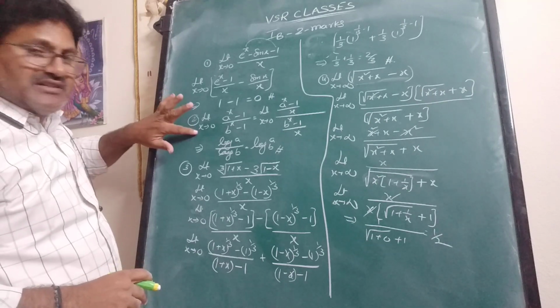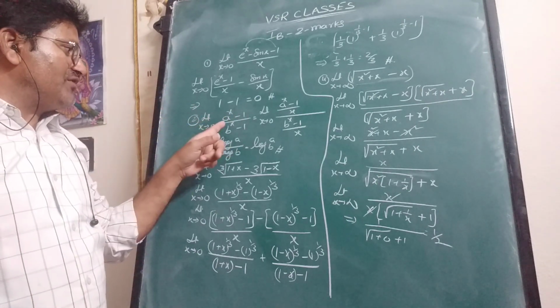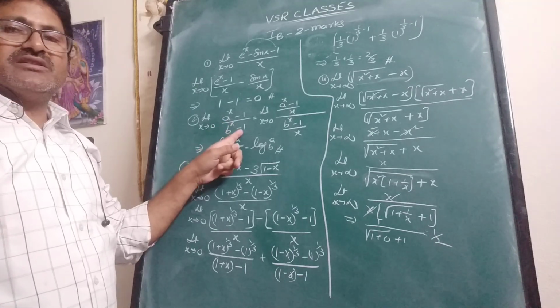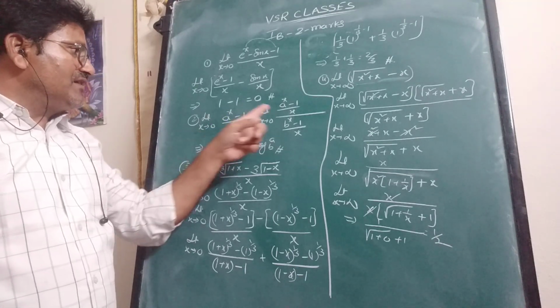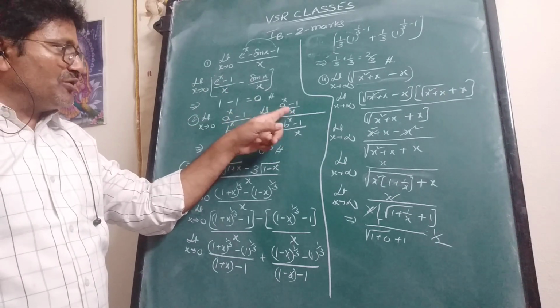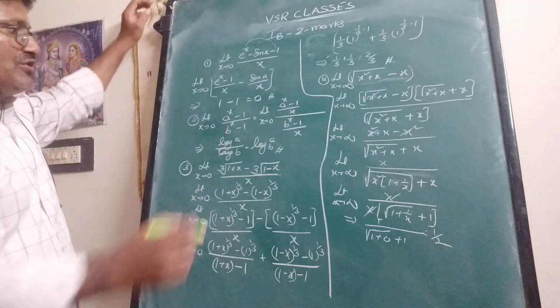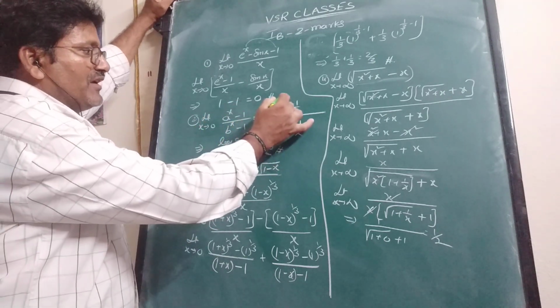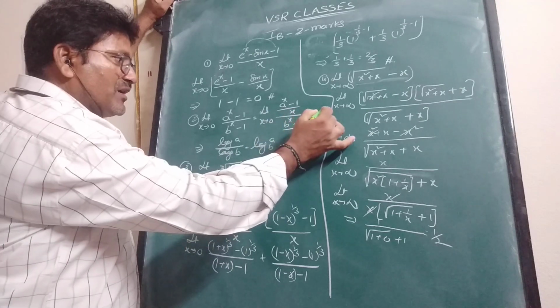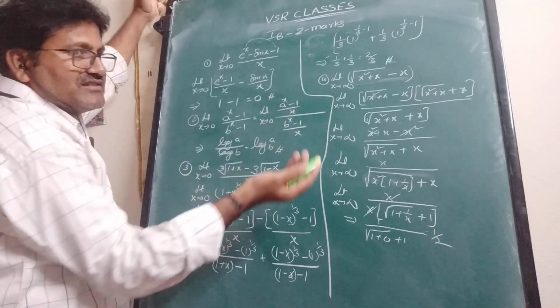Next, limit x tends to 0, (a^x - 1) divided by (b^x - 1). To make the formula, I want x there, so divide numerator and denominator by x. So limit x tends to 0, (a^x - 1)/x divided by (b^x - 1)/x. Once again the x cancels, and you will get the same thing.